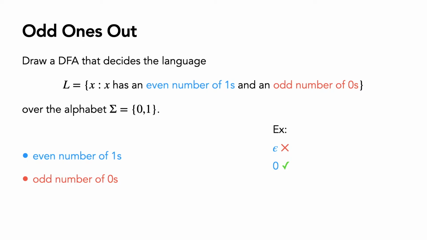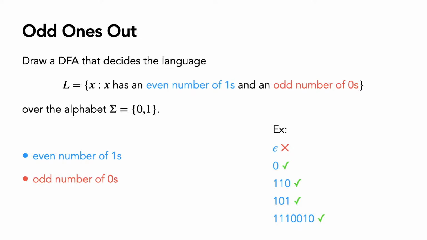Now if we just look at a single 0, it has one 0 in it, which is odd, so that will be in the language. And then we have a few more normal examples. So 110 has 2 ones and 1 zero, and so on. Whenever you have an even number of ones and an odd number of zeros, it's going to be in your language. So now let's start tackling the problem of making this DFA.